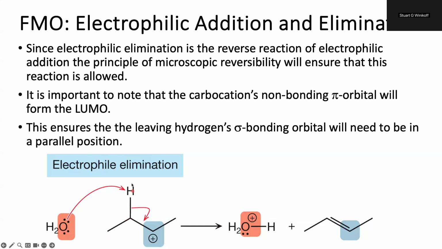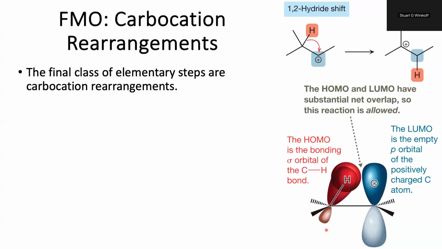that sigma bonding orbital is going to need to be in a parallel position to that empty p orbital in order for electrons to move smoothly from that sigma orbital to that p orbital. And again, this should end up smoothly forming that pi bond. So this gives us all of our classic addition, elimination, and substitution reactions. This leaves us only one last major class of elementary steps, and that's the carbocation rearrangements.